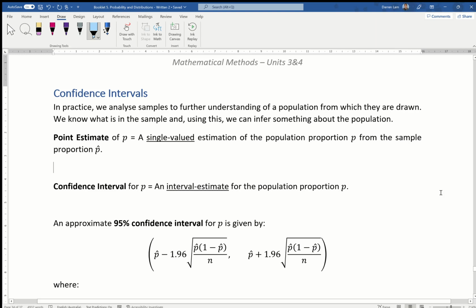This is an introduction to exercise 17D on confidence intervals for the population proportion. There are quite a lot of things that we need to cover for this one, so I'll try to keep it as brief as possible, but this is the last exercise.